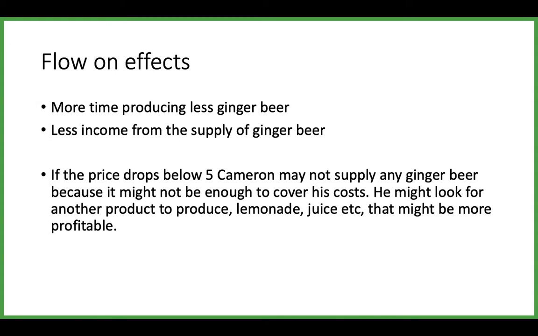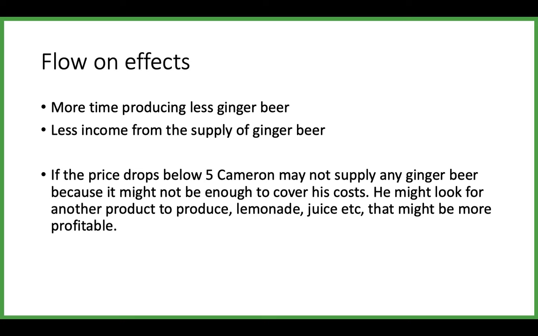Alrighty, flow-on effects. He might not produce as much ginger beer, so he might have more time that he's not spending making ginger beer. He might be able to spend time with friends or go for a walk or investigate some other kind of drink that he could be making. He will get less income from the supply of ginger beer because he's selling less bottles and it is at a lower price. So you could even get your calculator out and work out how much less money he is getting.